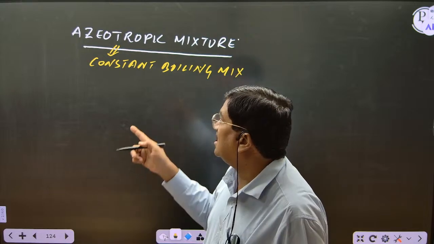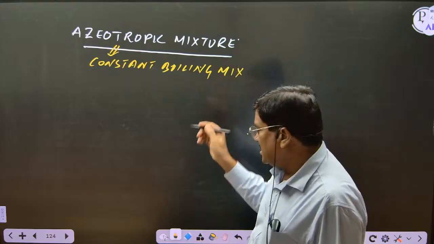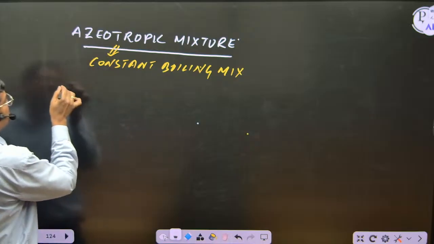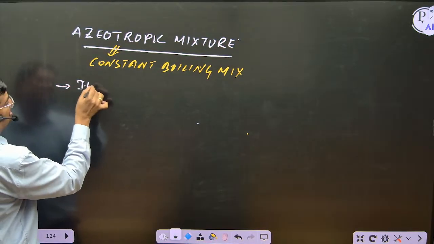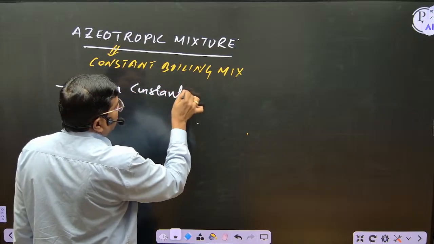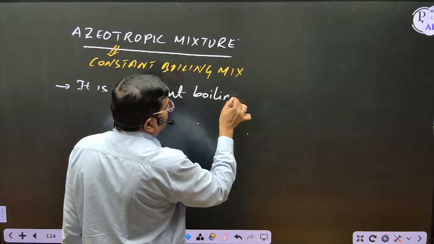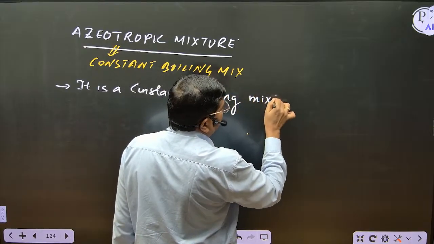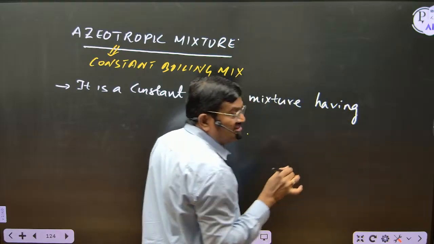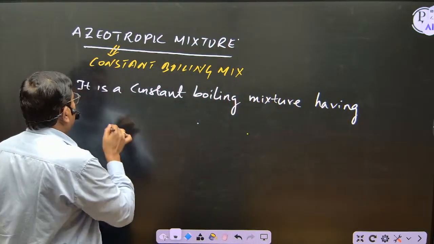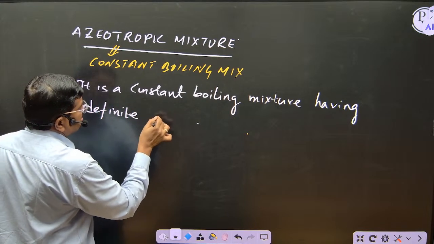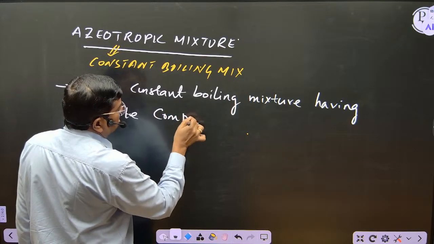Such a mixture is called azeotropic mixture. So I write the definition here, understand the statement. What is azeotropic mixture? Here I am writing, see, it is a constant boiling mixture having definite proportion. Having definite proportion means it will have some fixed proportion, definite composition, we say. Fixed composition it will have.